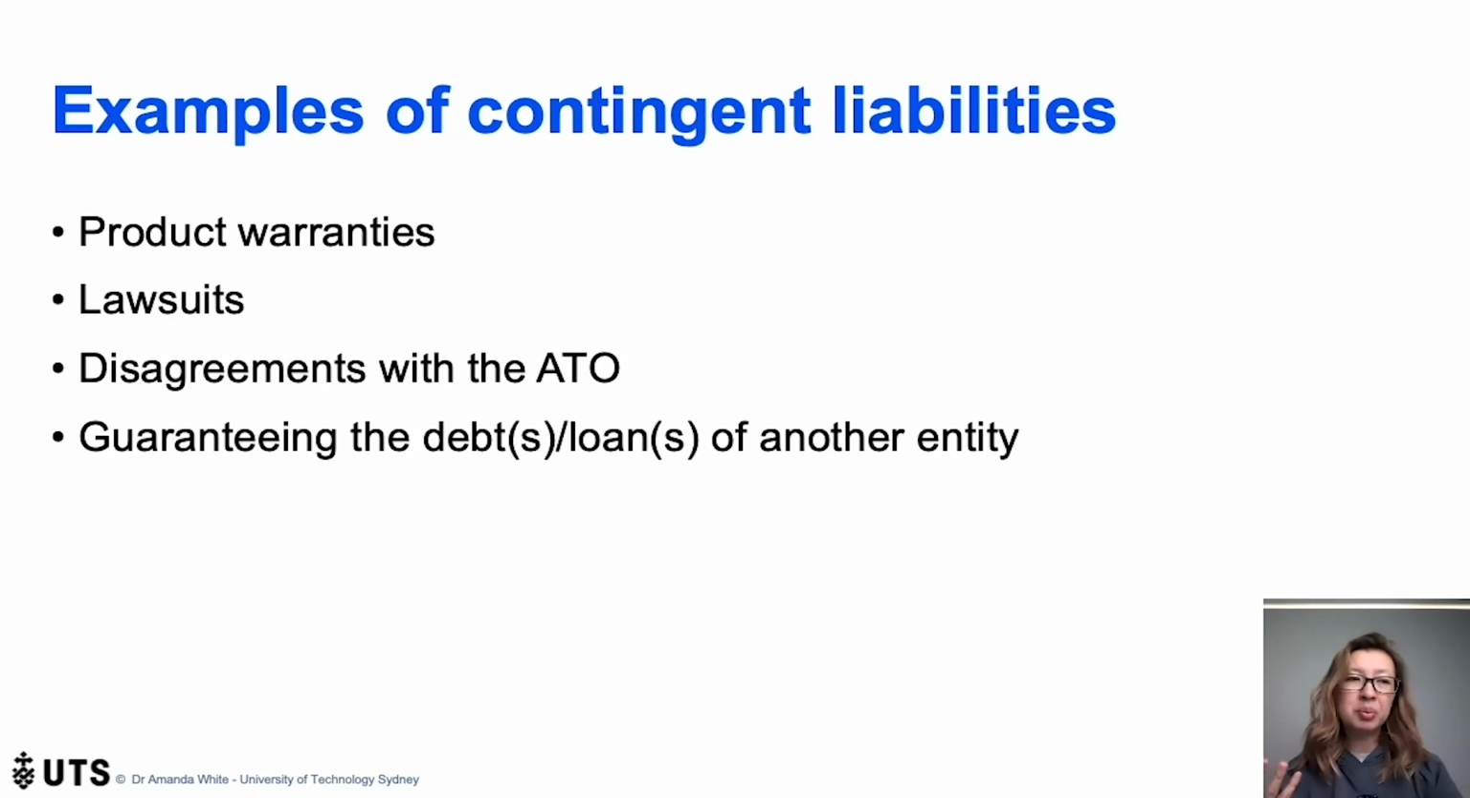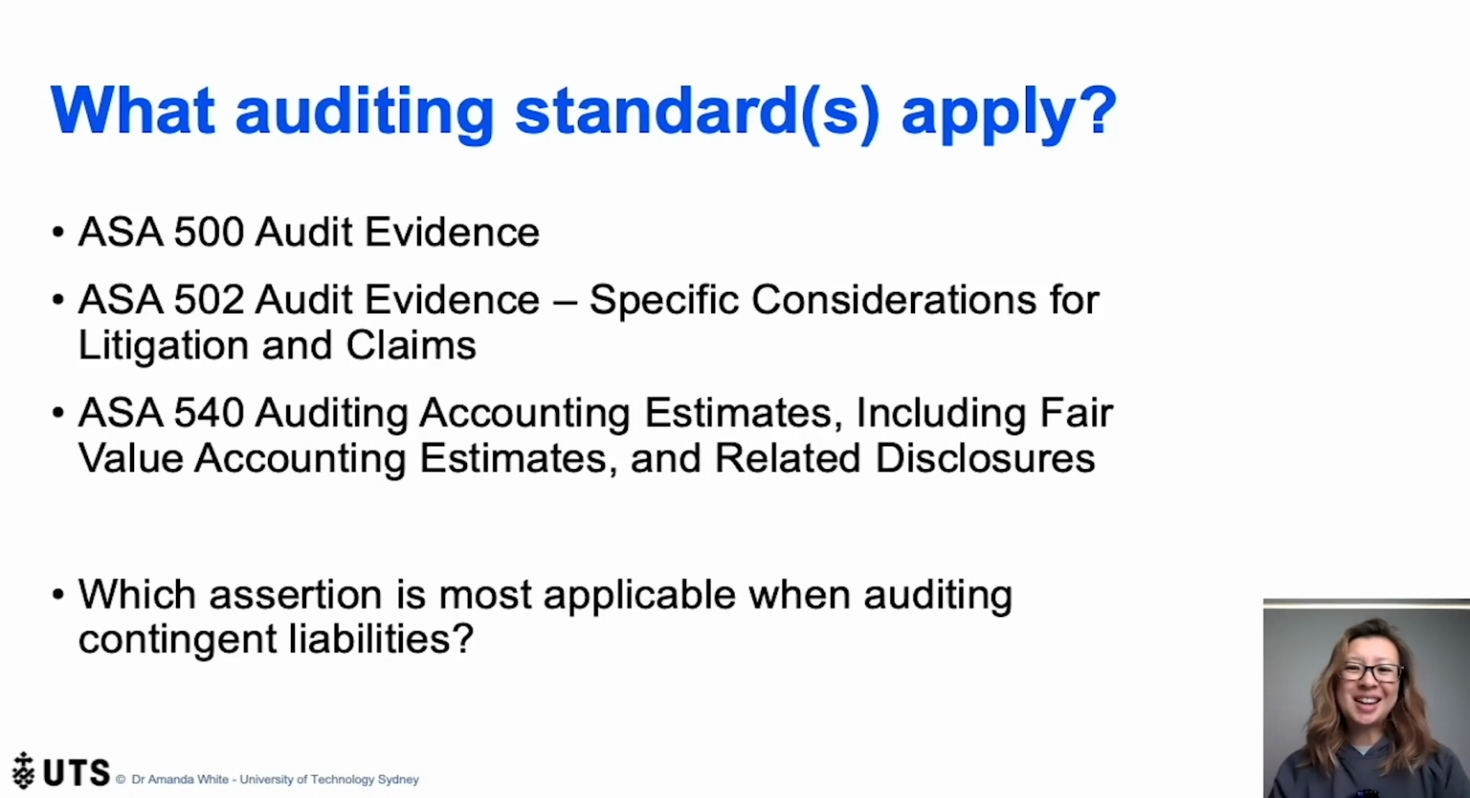So if we're a parent company, we have a subsidiary, and we agree to pay their debts, if they can't pay, that could create a contingent liability as well. Now, this is not an exhaustive list, but these are the common sorts of ones that we will see as auditors. So what auditing standards do apply?